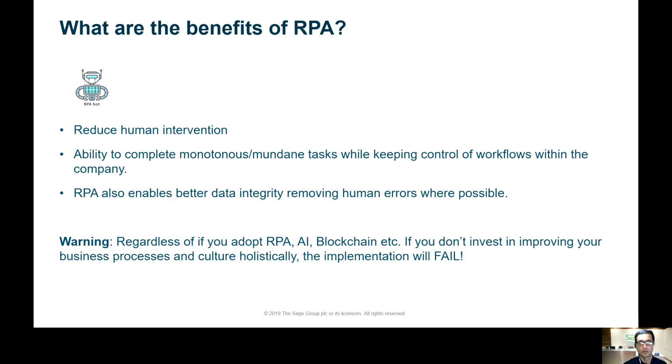A warning: regardless of if you adopt RPA, AI, blockchain, etc., all of these new innovations, if you don't invest in improving your business processes and culture holistically, the implementation will fail. I've seen this happen time and time again. So you've got to make sure that you're focusing at least 80% of your time on the business processes and where these fit and where these make sense, and building out great proofs of concept, but focusing a lot on the business processes and the data coming in, because that is going to really allow you to be successful in these implementations.